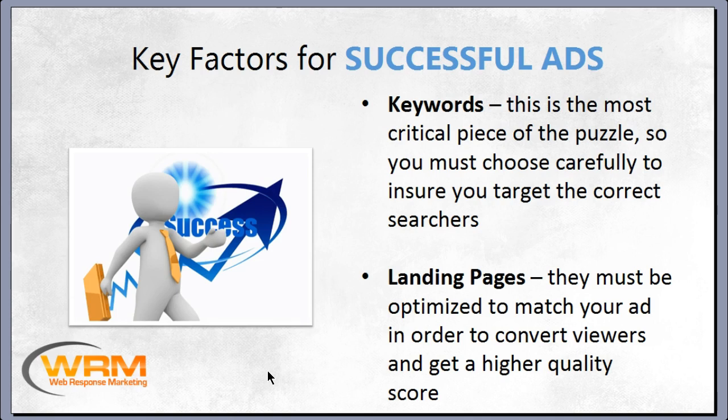Let's quickly look into the key factors of what are successful ads. First thing you need to know is the keywords, because these are the most critical piece of the puzzle. So you must choose carefully to ensure you target the correct searchers by choosing the right keywords. If, for example, you're a dentist and you want to advertise implants, then yes, obviously use the keyword implants on your ad. So when people type implant dentist, or look for an implant office dentist or something related to that, your ad will show because you have chosen the implants keyword in this example.